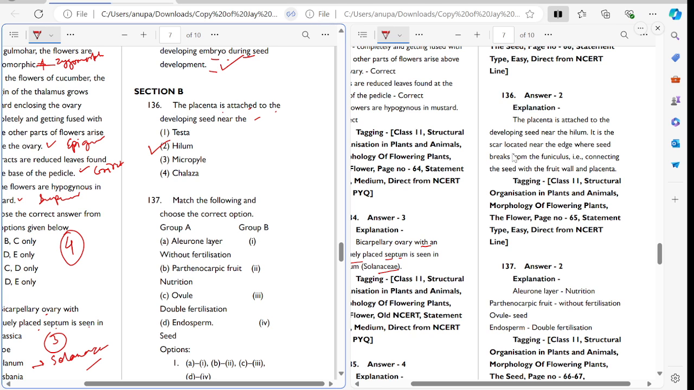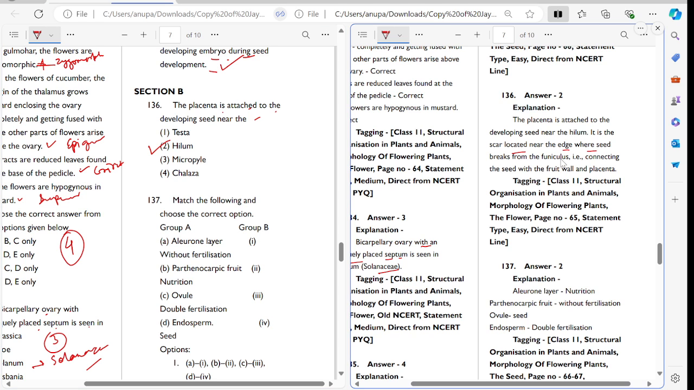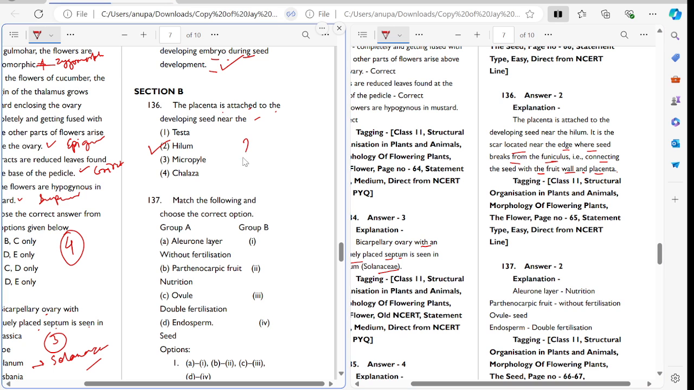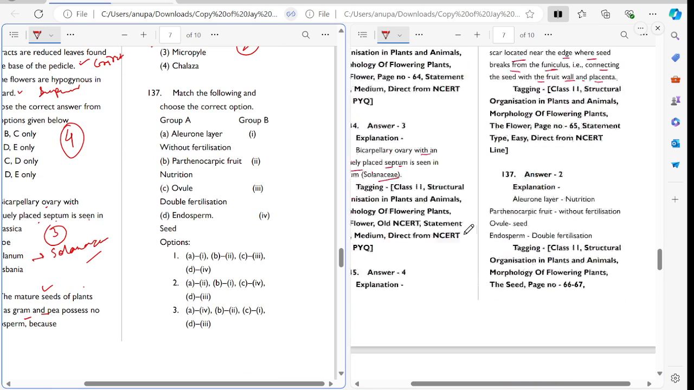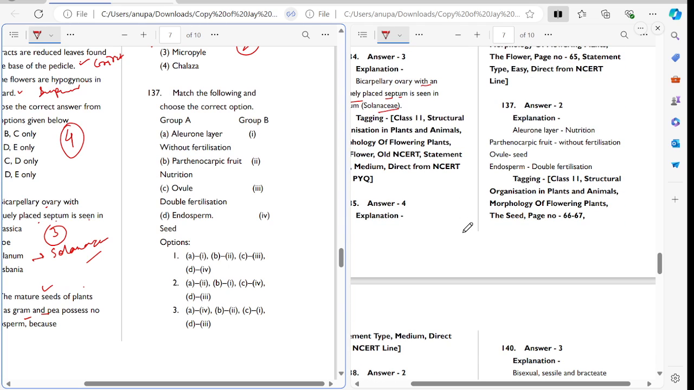It is the scar located near the edge where the seed breaks from the funiculus, that is connecting the seed with the fruit wall and placenta. Funiculus is what? It connects the seed with the fruit wall and placenta. So the answer for this question will be option number 2, hilum. Now let's move to the next question. Question number 137. It's again a match the following type of question, and then we have to choose the correct option from the given options.